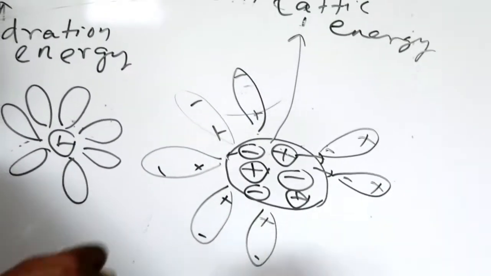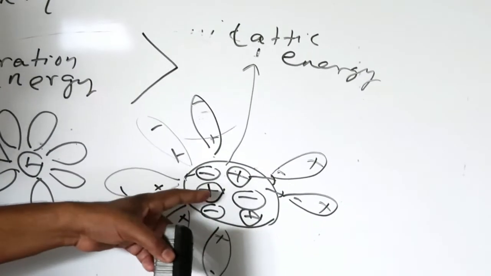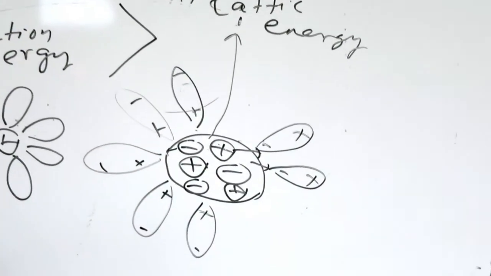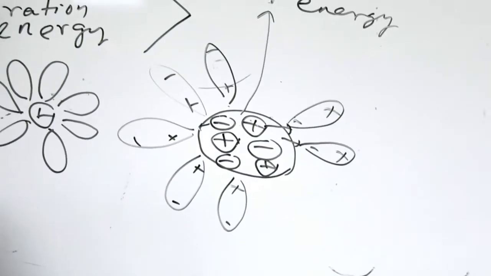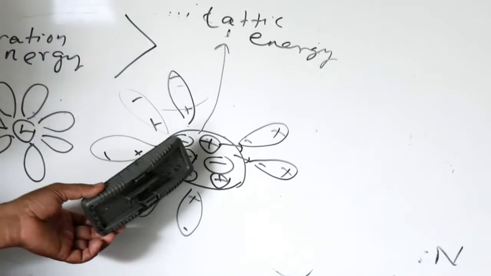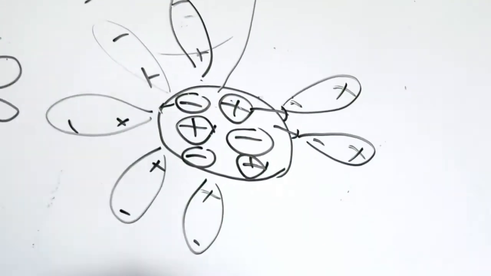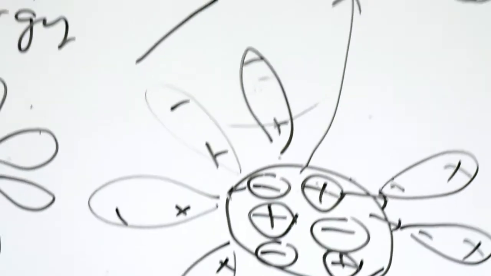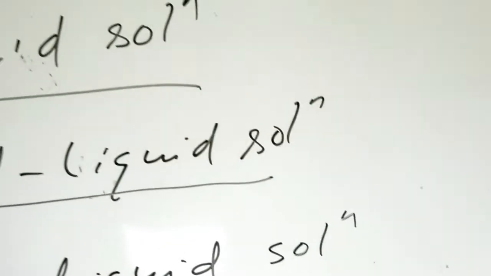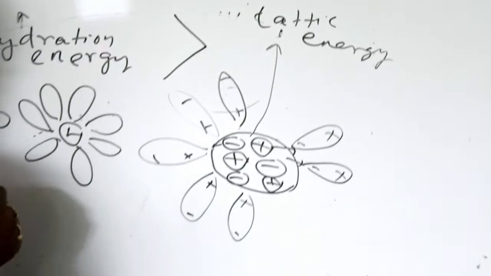If the hydration energy is greater than lattice energy, then the salt or the solid is said to be soluble in water. And this is the concept to decide whether this will be soluble or not, or less soluble or not. And again, the solubility of the solid in the liquid or the water depends on another concept that is called temperature.